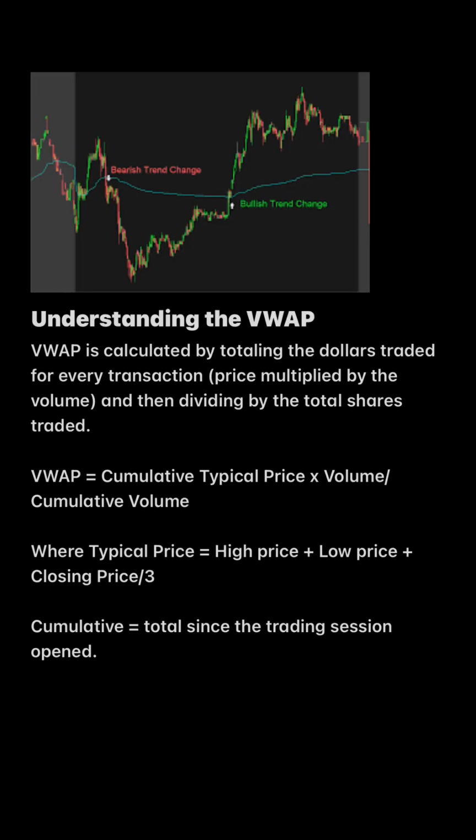So understanding the VWAP. It's calculated by totaling the dollars traded for every transaction, which is price multiplied by volume, and then dividing by the total shares traded. So the formula for VWAP is total typical price times volume divided by the total volume, where typical price equals high price plus low price plus closing price divided by 3. And the cumulative total since the trading session is open.